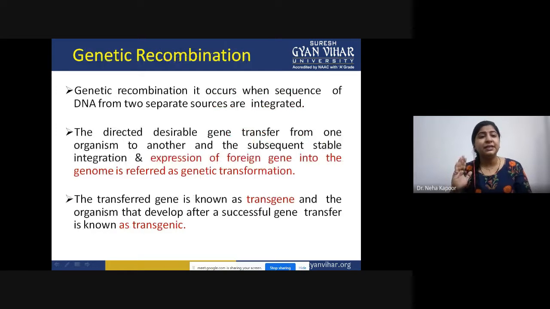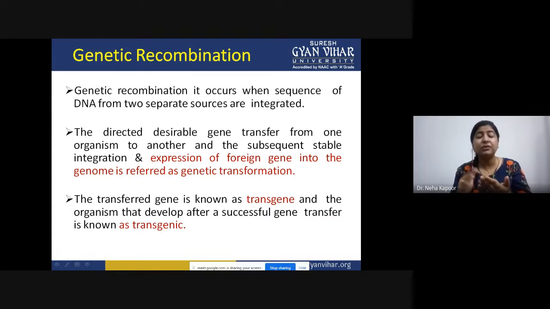Now the point is genetic recombination, because whenever we go for gene transfer, we are basically recombining different DNAs so that we can get a recombinant organism. Genetic recombination is a process in which the DNA sequences from two separate sources are integrated. If we have the sequence, you can directly identify that this very gene or this very DNA sequence is conferring this property. Suppose it imposes resistance to some antibiotic. In that case also, we go for genetic recombination.